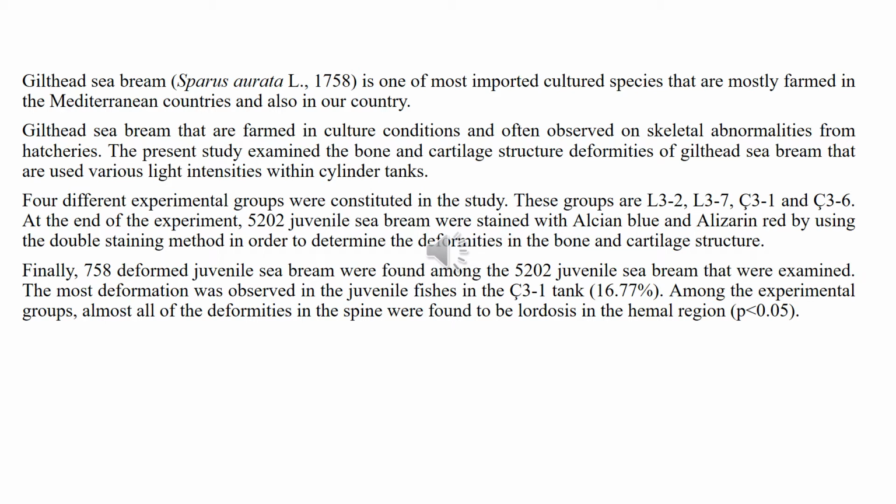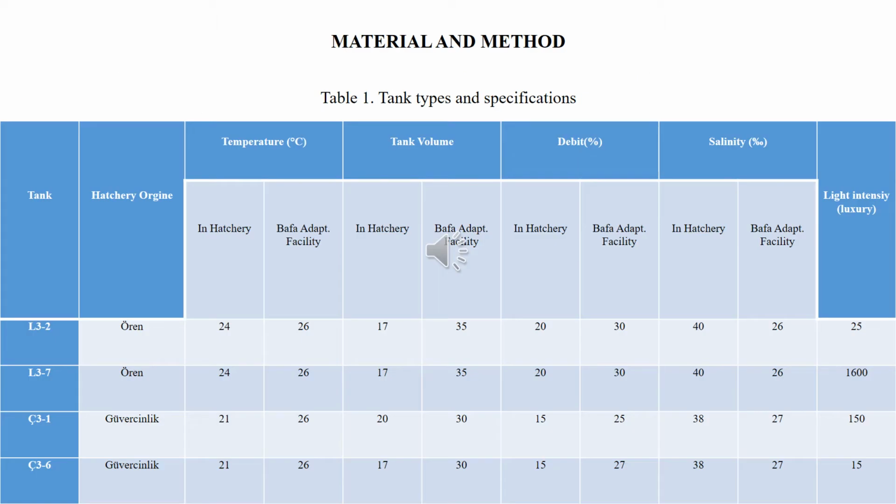Finally, 758 deformed juvenile seabream were found among the 5,202 juvenile seabream that were examined. The most deformation was observed in the juvenile fish in the C3-1 tank. Among the experimental groups, almost all of the deformities in the spine were found to be lordosis in the hamal region.